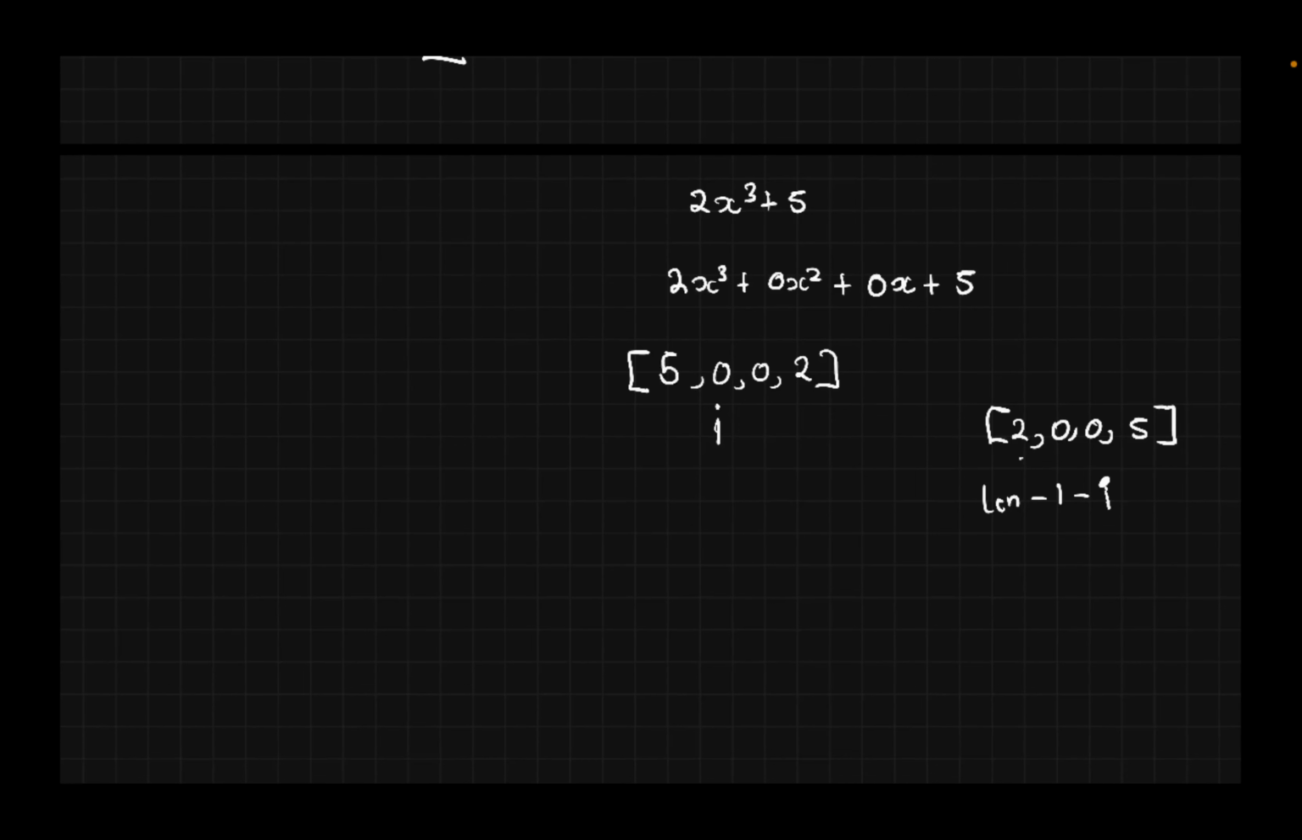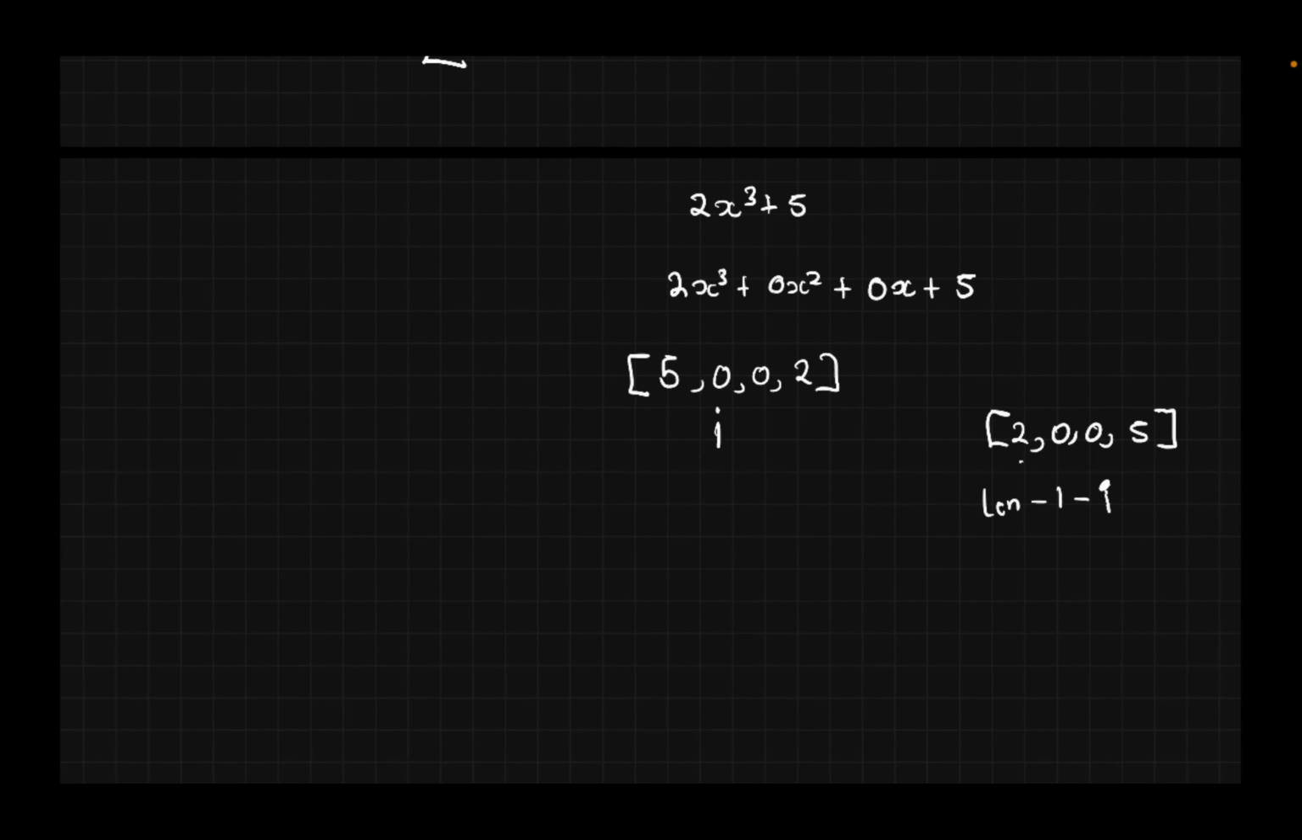But the length is what? Length is 4, right? So if I wanted to get the power of this, that would be 4 minus 1 minus 0, which is 3. So this is 2 times x raised to the power of 3, right? And then this one is 4 minus 1 minus index 1, which is 2. So that's how you can remap it to the power. It doesn't matter. It all depends on your context and what you're trying to optimize for. Make sense?